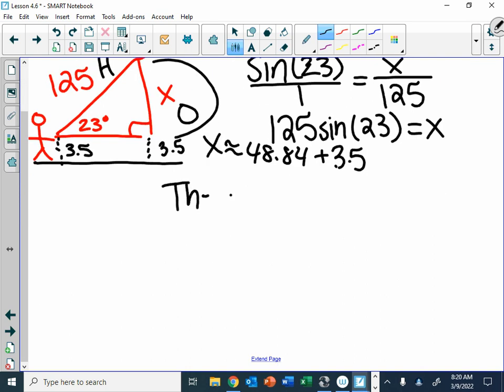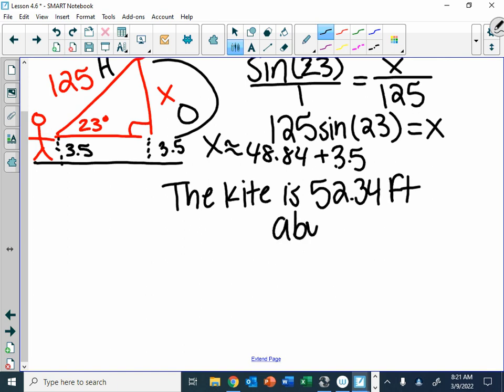So the kite is how many feet above the ground? 52.34 feet, good. 52.34 feet above the ground. So if you neglected that 3.5 and type in 48.84, it's going to mark it wrong.